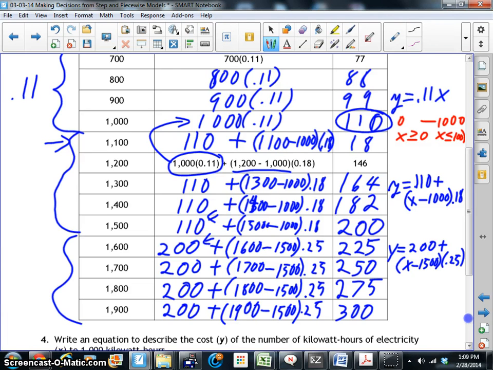So guess what? We're doing piecewise functions. These are the piecewise functions. Let me just write that down. Less than or equal to 1,000. All right, on the next one, x is greater than 1,000. x is less than or equal to 1,500. Then finally, x is greater than 1,500.